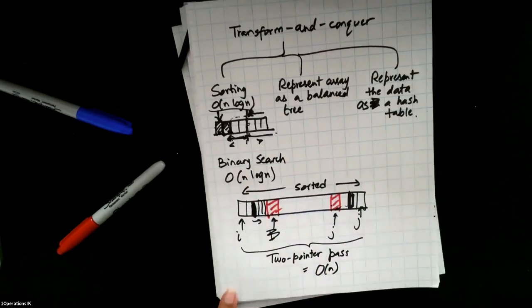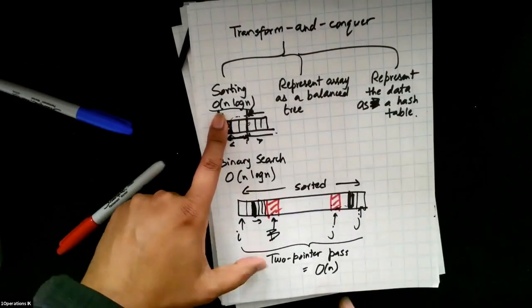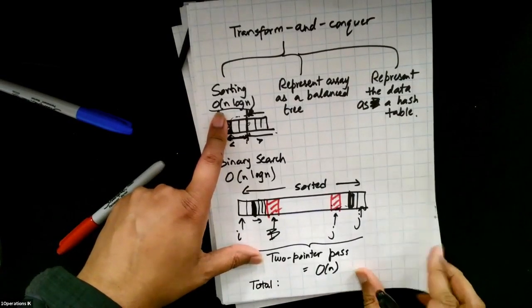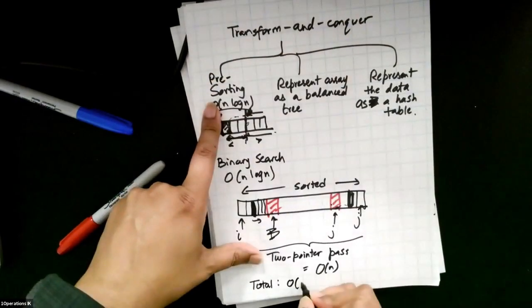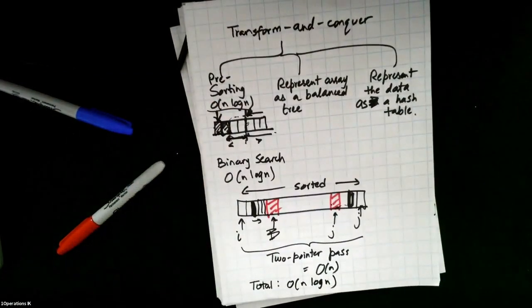So what's the total time? N log n plus order of n. The total time based on this pre-sorting approach would still be order n log n, because that's governed by the time it took to sort.